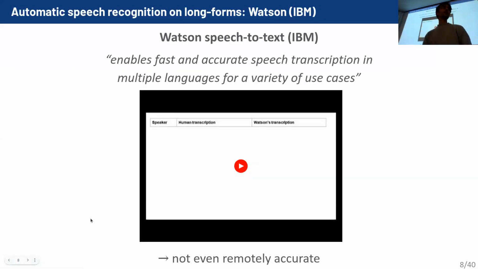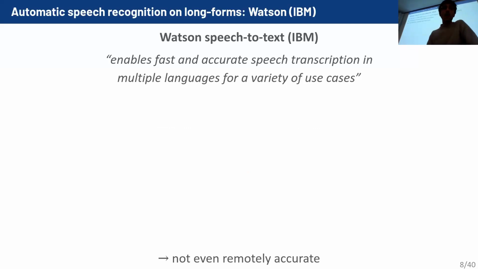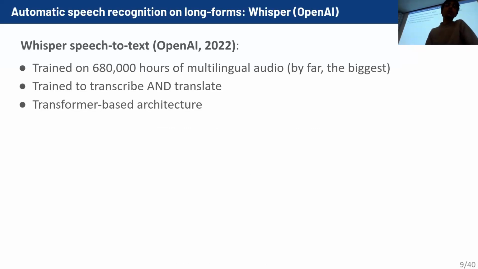All right. So as you noticed, the system is not even remotely accurate. It's of no use for long forms. So we tried a newer system, the Whisper ASR model, which was released by OpenAI a year ago now. It is trained on around 700,000 hours of audio. It is trained to both transcribe and translate the audio via a transformer-based architecture.